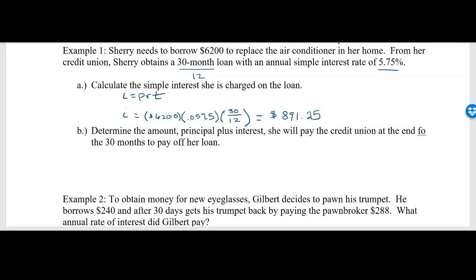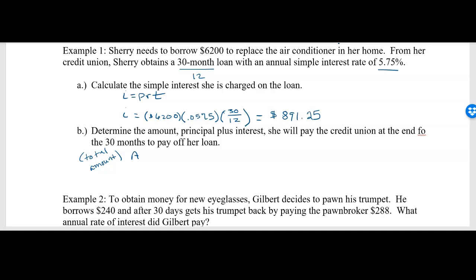Now part B says to determine the amount, principal plus interest, she will pay the credit union at the end of the 30 months to pay off her loan. Okay, we know what the interest is. Now here is the formula we're just going to look at. This is like total amount. So I'll put A is total amount.